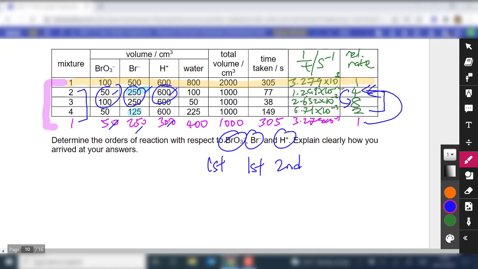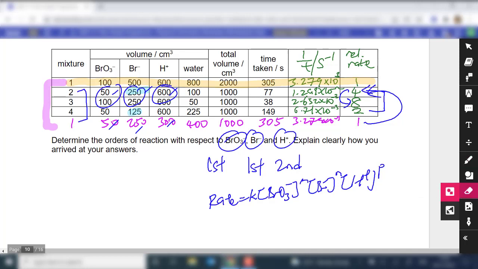You can either solve this using mathematics. For example, you can let the rate law be rate equals k [BrO3-]^m [Br-]^n [H+]^p, something like that. Then you divide the relative rates, put in all the values, and cancel. Then you will be able to determine m, n, and p. If not, you can write it out verbally.